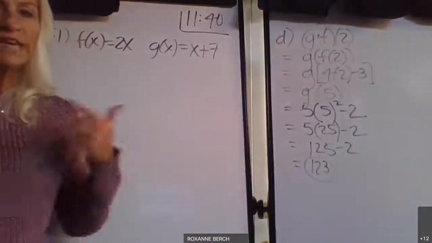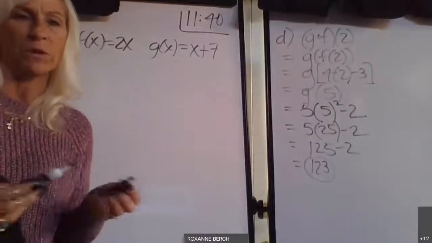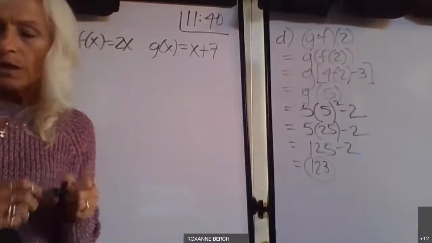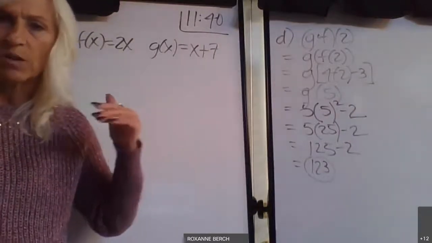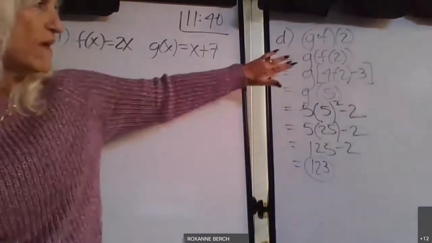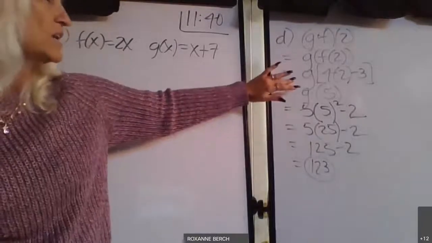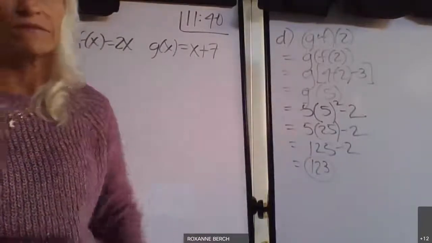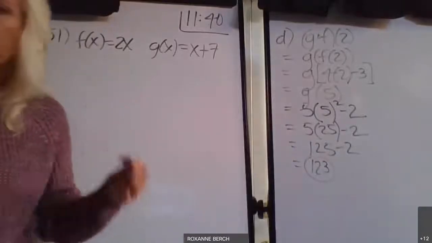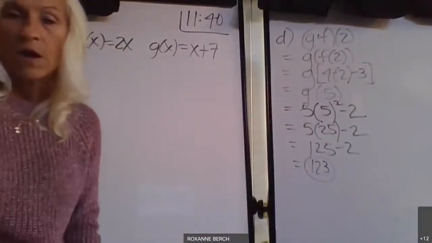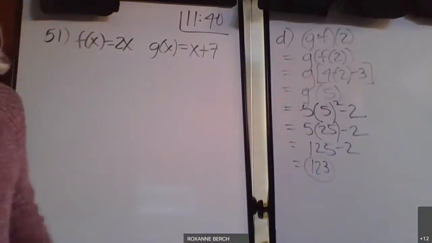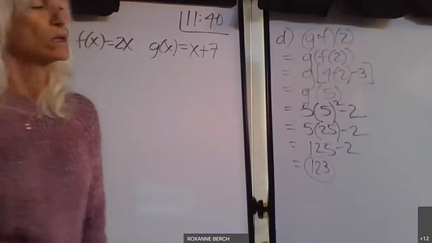If you do not work together, you will not finish by 11:40. So I'm hoping that you'll just work together and state the steps as you go along. g of f of 2, g of 4 times 2 minus 3, g of 5. And someone just take the initiative and state the steps as you go through this. All right, I'll see you back at 11:40.